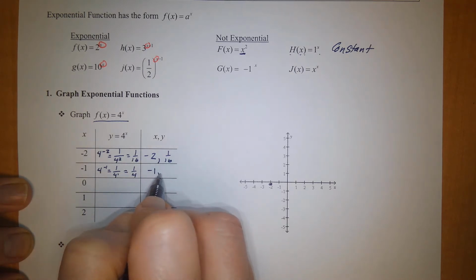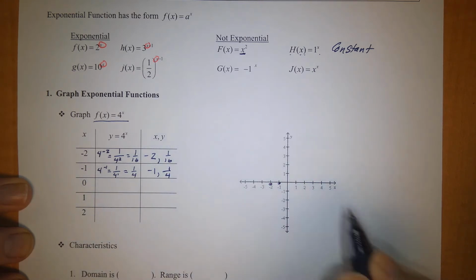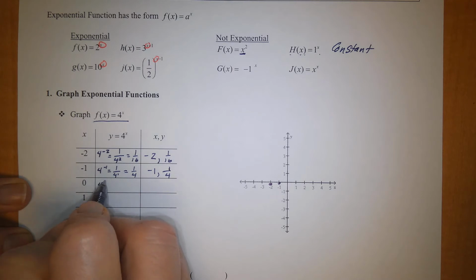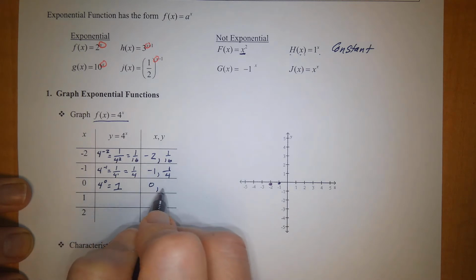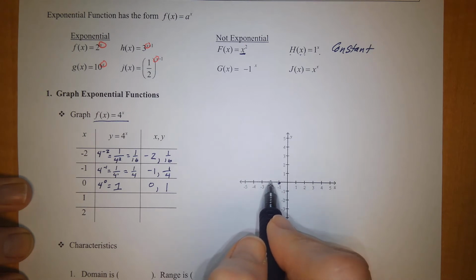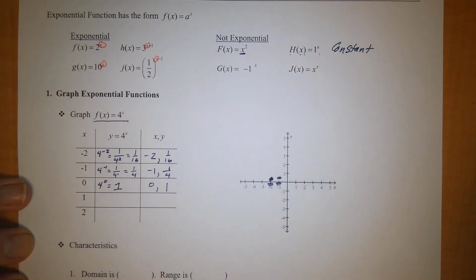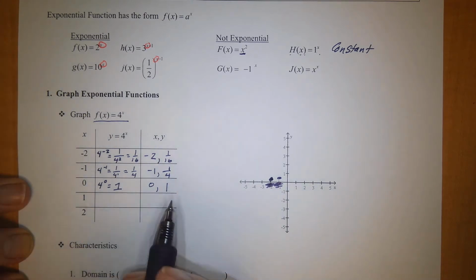So we have a point at negative 1, 1/4. If 0 is the exponent, 4 to the 0 is 1. So we have a point at 0, 1. I think I have these in the wrong spots. Sorry, negative 2, 1/16 would be above. Negative 1, 1/4 would be above. Those are not correct. Okay. 0, 1.